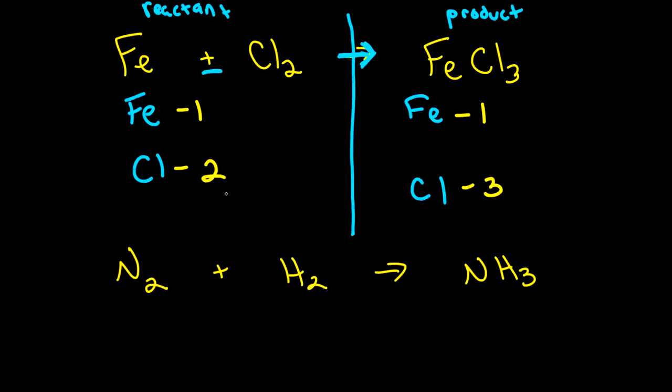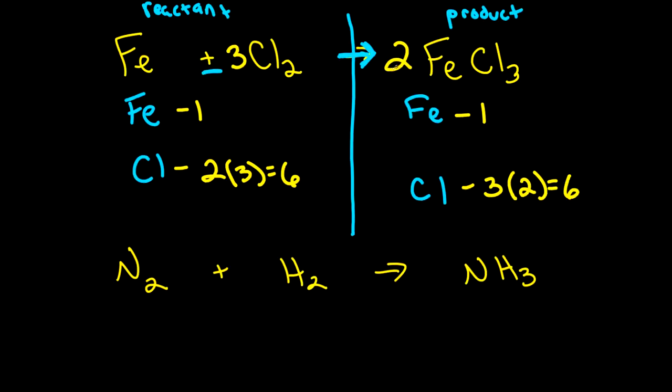So you got to ask yourself, what number can both 2 and 3 go into? Well, 2 and 3 can both go into 6. So how do we get 6? Well, 6 divided by 2 is 3. So if I multiply this 3 by 2, I'll get 6. So this chlorine on this side needs to be multiplied by 3. So the chlorine on my product side, we want to get it to 6. So 3 times 2 gives me 6. So this chlorine on the product side needs to be multiplied by 2.